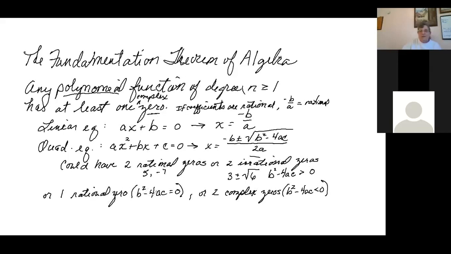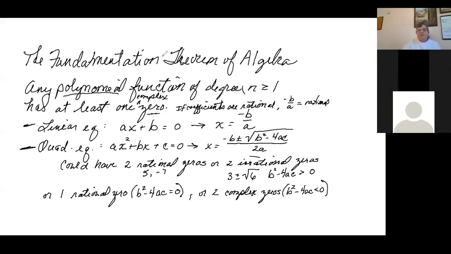you're going to have here at least one rational zero, or two rational zeros, or two irrational zeros, or two complex zeros. So you could have a lot of different combinations with a quadratic, but you're going to have at least one answer when you set it equal to 0. At the very least, you're going to have negative b over 2a for your x value.